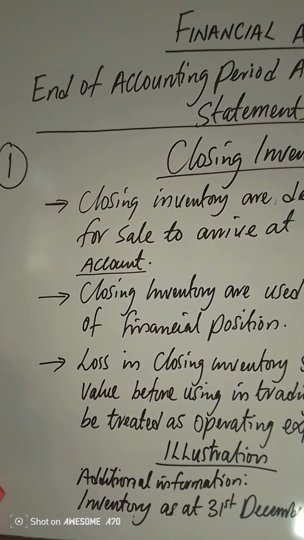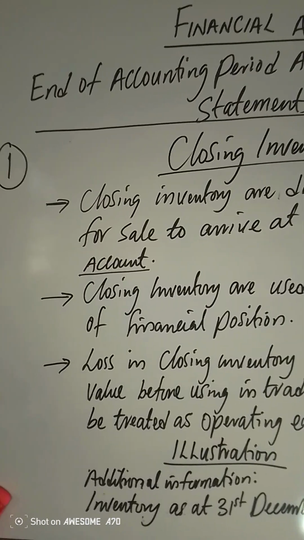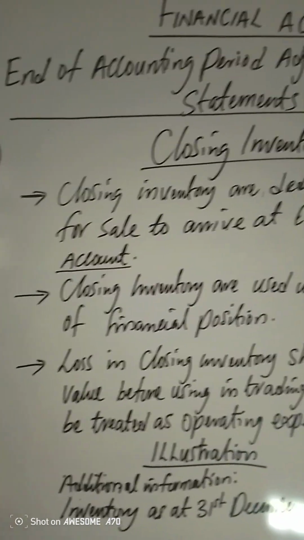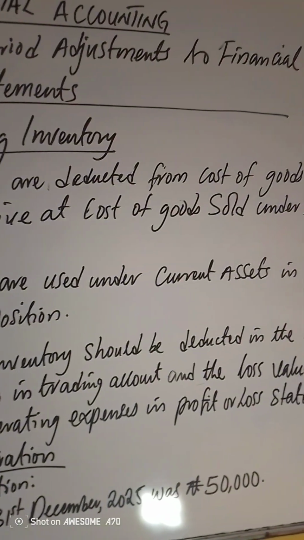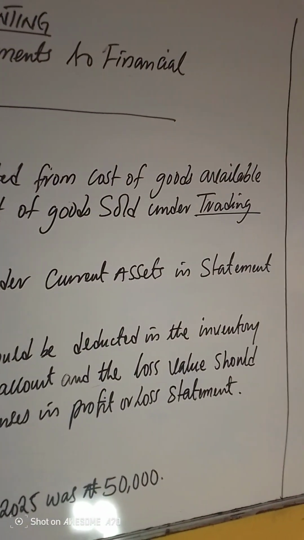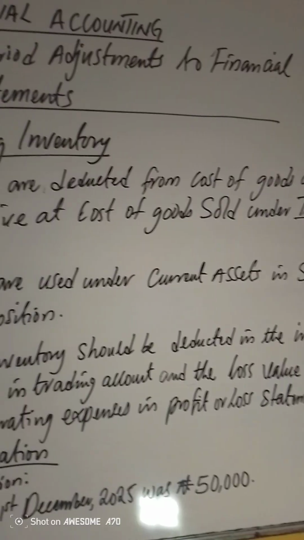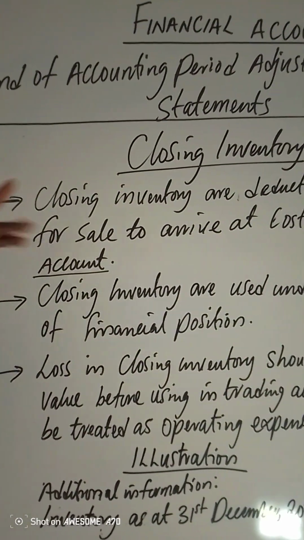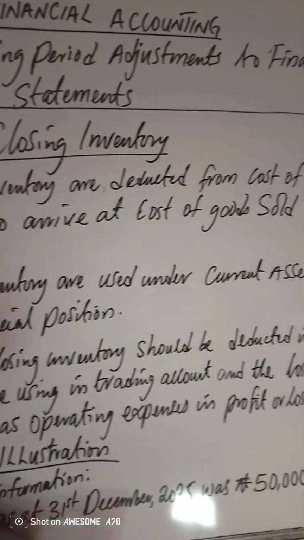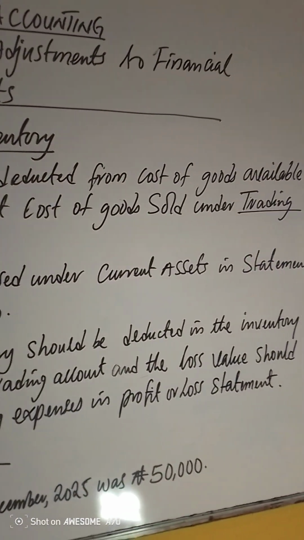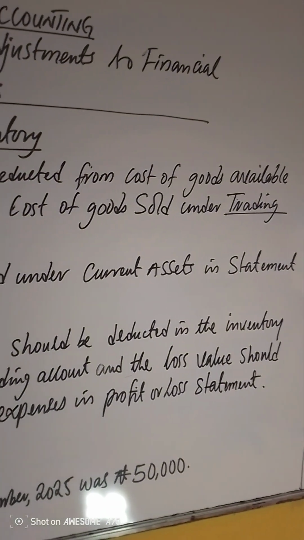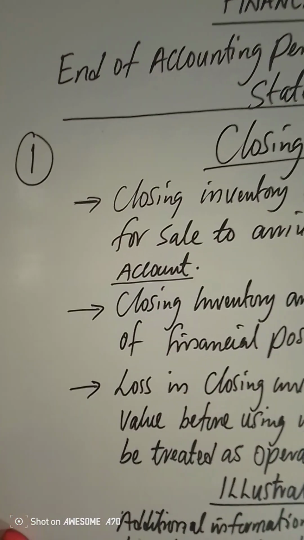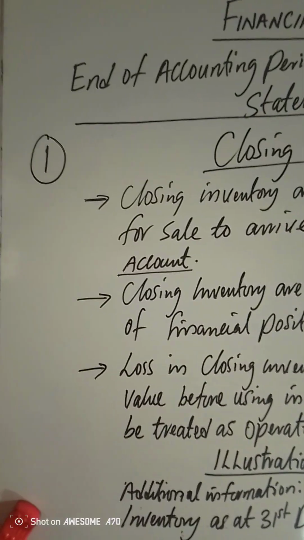How do you handle closing inventory in the financial statement? It is clear, if you can see, closing inventory is deducted from the cost of goods available for sale to arrive at what is called the cost of goods sold or cost of sales under the trading account. It is important that this closing inventory is not found in the trial balance because it is unsold goods, but the opening inventory is found in the trial balance.